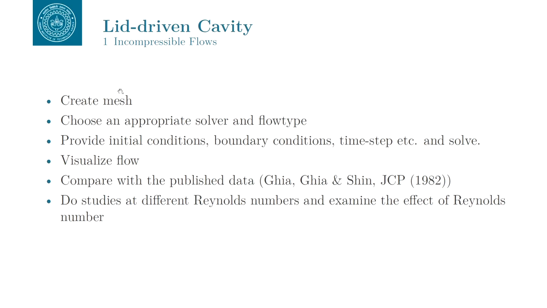So, coming back to how we are going to solve this in OpenFOAM. We decide how many grid points we want in x and in y, choose a solver and flow type, meaning whether the flow is laminar or turbulent. The Reynolds number is very low here, 400, so we will choose the flow type to be laminar. No need to call in the turbulence model. Provide the initial condition, boundary condition, time step and so on. You can visualize the flow, compare with the data, and then do the study at different Reynolds numbers and find the effect of Reynolds number if you want.